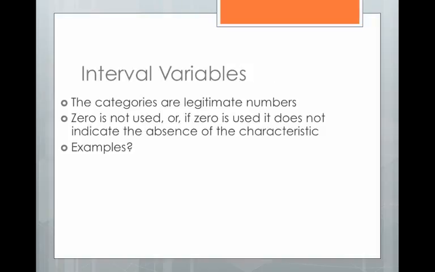The first type we'll start with is the interval variable. Interval variables are, again, numbers. The categories are legitimate numbers. But 0 is not used, or if 0 is used, it doesn't indicate the absence of the characteristic. So there's no true 0 for interval level variables. What are some examples of interval level variables?